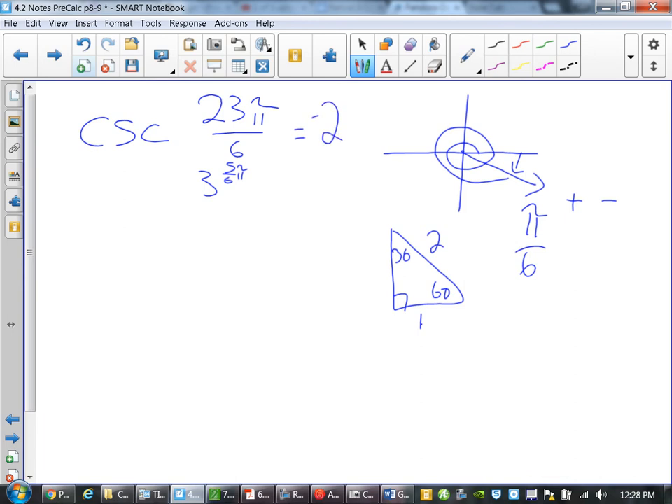I'm at, the reference angle is pi over 6. Yep. And then how did you, I'm confused how you got the 2 as well. Cosecant is the inverse of what trigonometry? Cosecant is sine. So the sine at 30 is 1/2. What's the inverse of 1/2? 2 over 1. Okay.